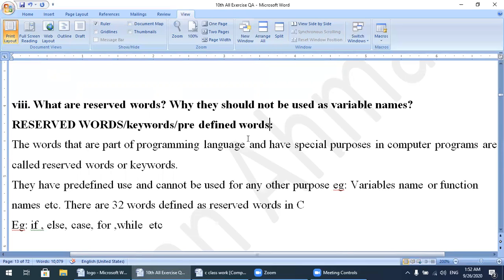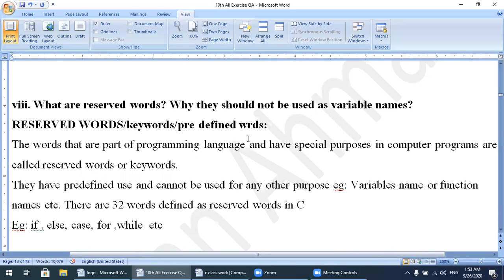The words that are part of a programming language means those words which are already stored in the compiler. Those words which are already stored are known as reserved words. Let me give you an example. This is MS Word you are watching on your screen. Let's say I remove the letter O from the word.